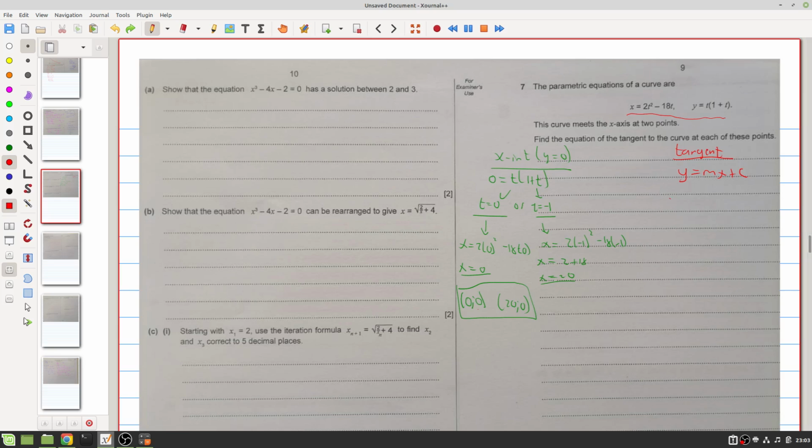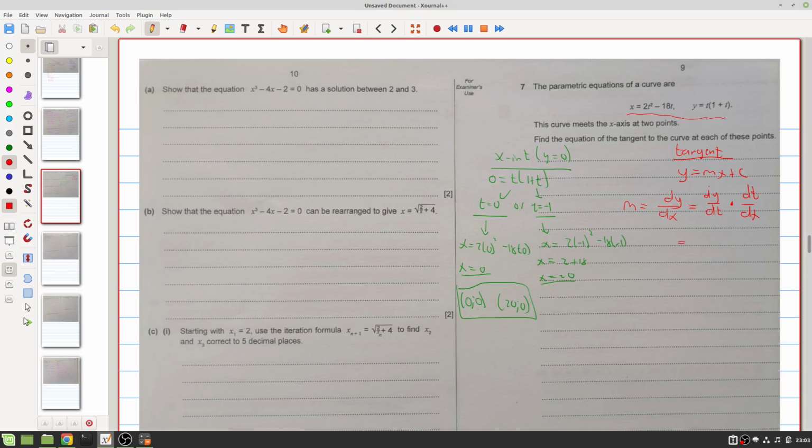So we want dy/dx, right? That's the gradient. Okay, and how do we find dy/dx? Well, we can say dy/dx is the same as dy/dt times, I'm going to use a dot for times, otherwise it looks like an x, dt/dx. Right, because then the dt's will cancel out and we will have dy over dx.